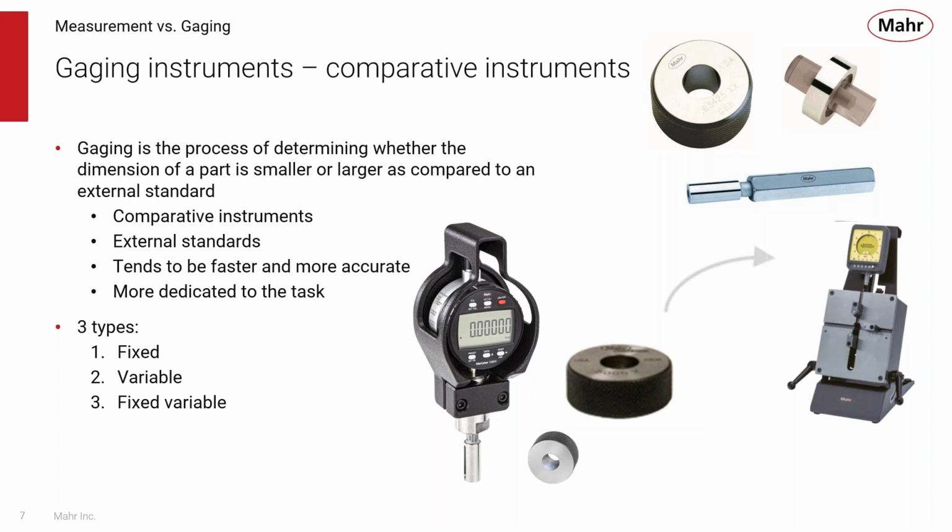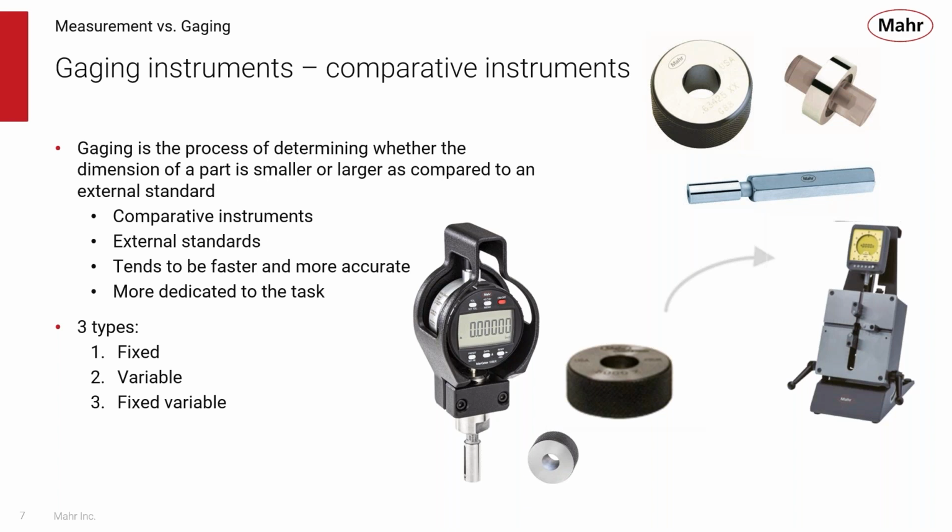However, the trade-off we have to consider when we're talking about a comparator measurement versus a measuring instrument is that a comparator is going to be faster than a standard measuring instrument. It's also going to be more accurate. But as a result, it is going to be more expensive than a regular measuring instrument.